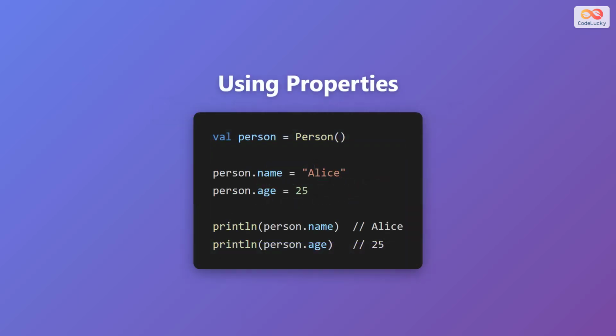Using properties is straightforward. First, we create a new Person object. Then, we can directly assign values to the properties. We set the name to Alice and age to 25. To read the values, we simply access the properties using dot notation. When we print person.name, it outputs Alice. When we print person.age, it outputs 25. Behind the scenes, Kotlin is calling getter and setter methods, but the syntax looks like simple field access.